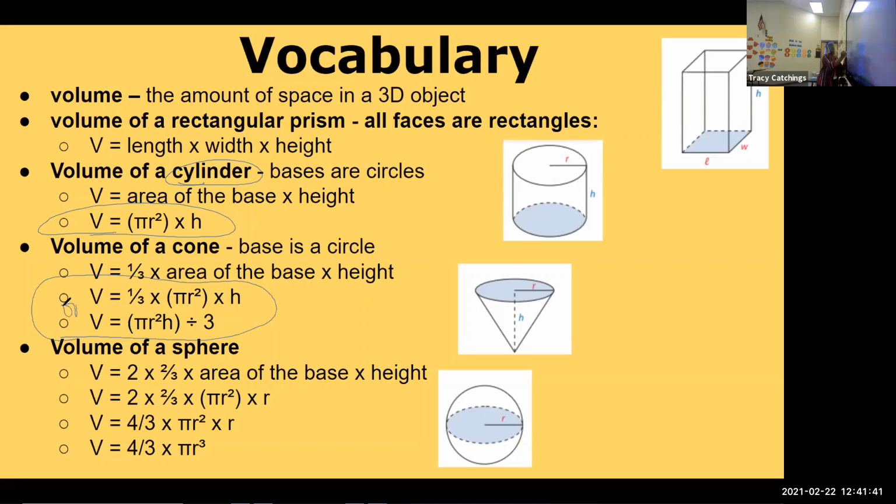You can use two equations, either or. I'm going to take 1/3 and multiply it by pi r squared times the height. Or in other words, I'm going to do pi r squared times the height and divide it by 3. Remember that 1/3 and 3 is pretty much the same, just reverse. And then, of course, the volume of a sphere is 4/3 times pi r cubed.